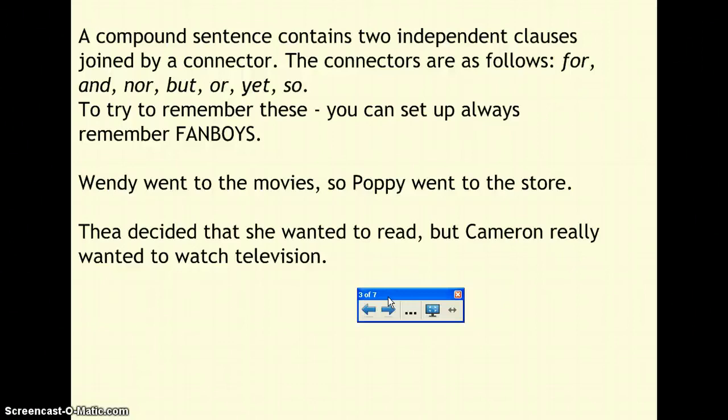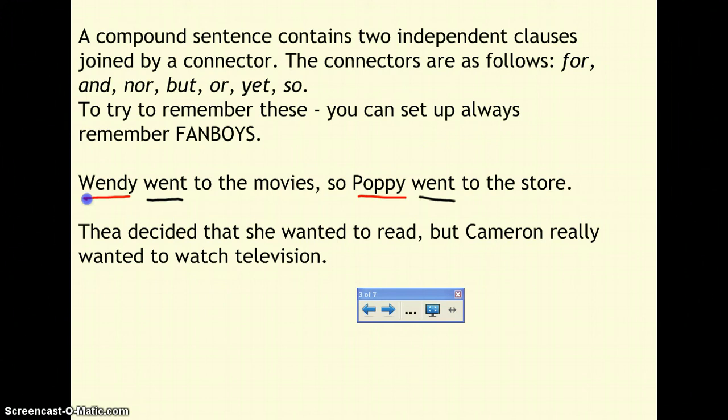So, "Wendy went to the movies, so Poppy went to the store." These are two independent clauses because both of them can stand on their own. You've got Wendy as a subject, and you've got Poppy as a subject. Then your verbs are went and went. And these are two independent clauses that can stand on their own.